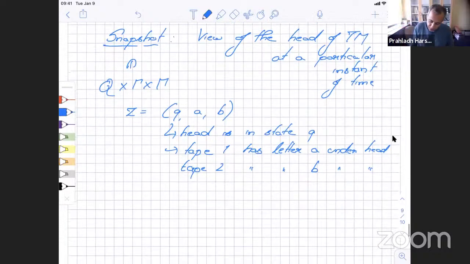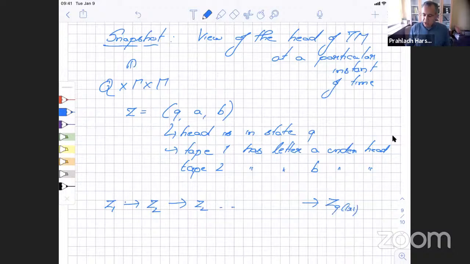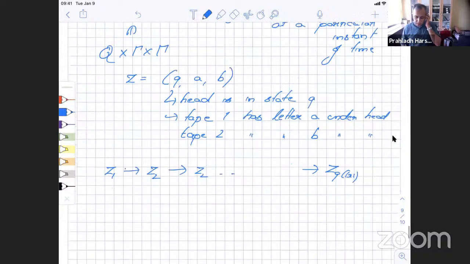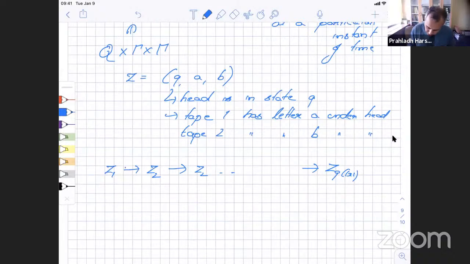And what's the Turing machine's computation? You have a sequence Z1, Z2, all the way up to Z of mod X. We had to check that each snapshot is got correctly from the previous snapshots. Okay. So let's now say Z_i. I want to say one particular snapshot. What is the previous snapshot it depends on?